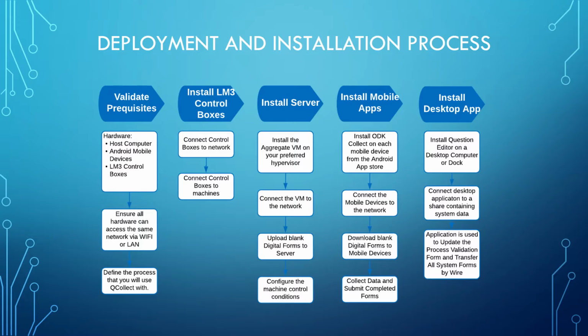Deploying and installing the QCollect system can be done in 4 phases. First, validate that all of the prerequisites and requirements for the system are met. Next, install the control boxes on the machine that they will control, and then connect them to your network. Then, install the Aggregate virtual machine. And finally, install the Collect app on each mobile device that will be used for data collection. Then your team will be ready to collect data and submit completed forms.